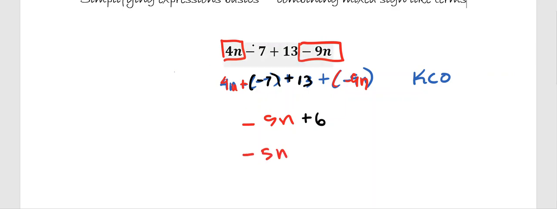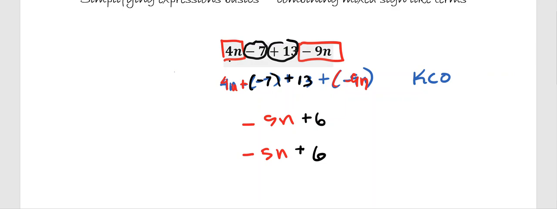And then when I go back to maybe circling my constant terms as other like terms, I'm going to think about combining, adding -7 plus 13, and I know that's going to give me a positive result, so it'll turn into a plus sign, in this case +6. So that's all there is to it.